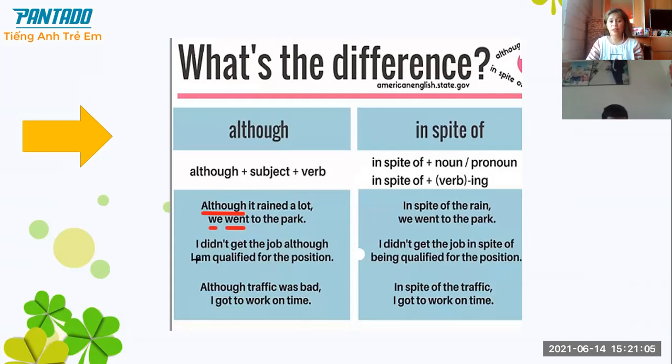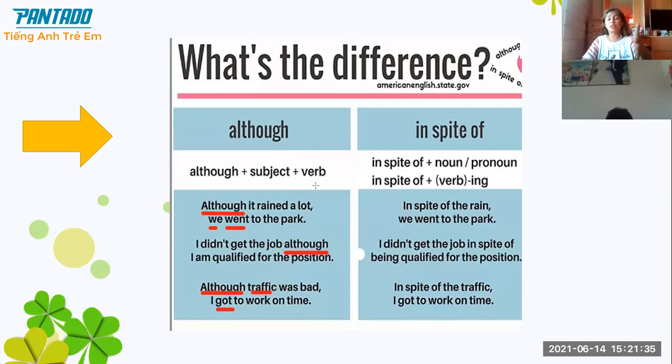Here, I didn't get the job, although I am qualified for the position. Although traffic was bad, I got to work. So this is the pattern for although.